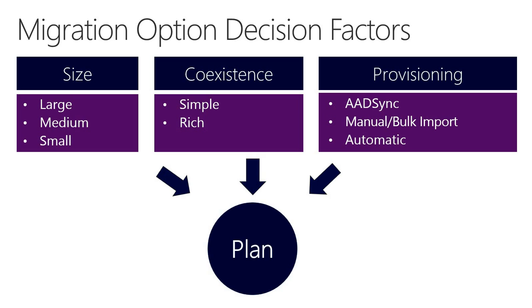The third major decision factor is user provisioning, and this is also something very important for IT admins. Here we would have three major options. We could synchronize users, contacts and groups from our local Active Directory to the cloud using directory synchronization, or the newer tool, which is called Azure Active Directory Synchronization. On the other hand, we could create the users manually in the Office 365 portal.